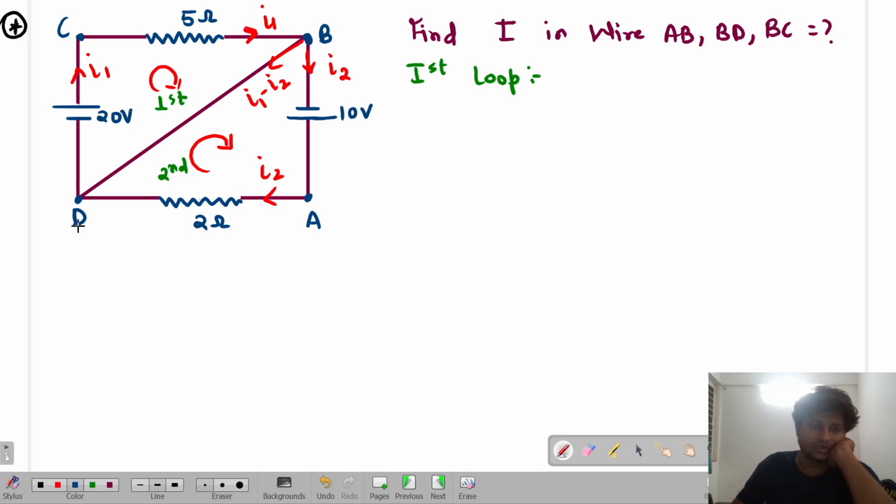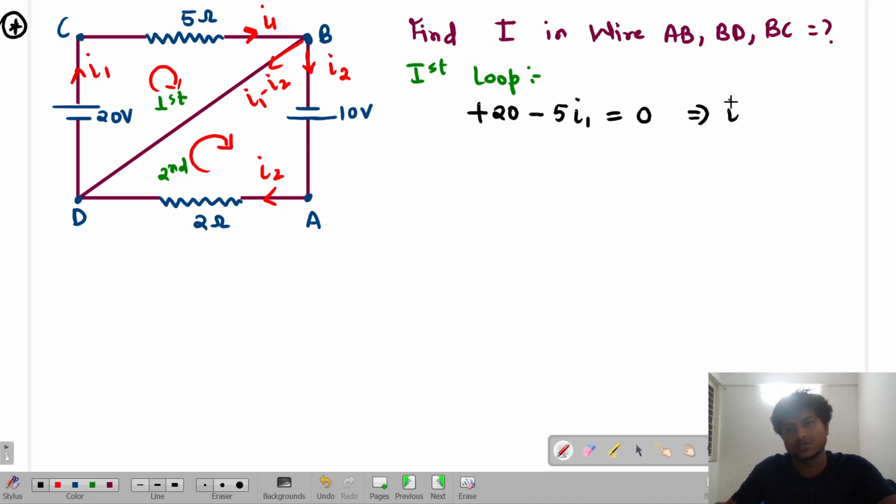So it's going from which side to which side? Negative to positive. Plus 20. Then in this loop, is the direction same as the current direction or not? Minus 5 I1, isn't it? And that should be equal to how much? Since there is nothing else in this, that must be equal to 0, because here I1 minus I2 is not connected with any resistor. So this implies I1 is equal to 4 amperes.